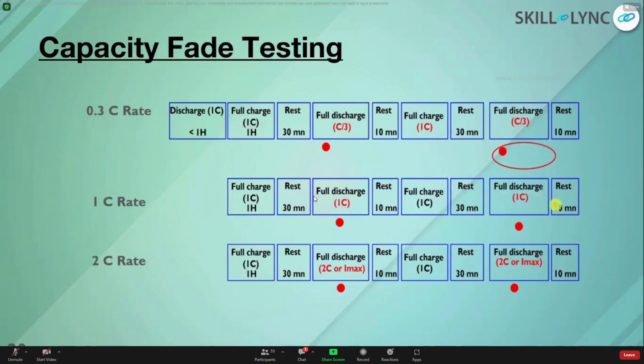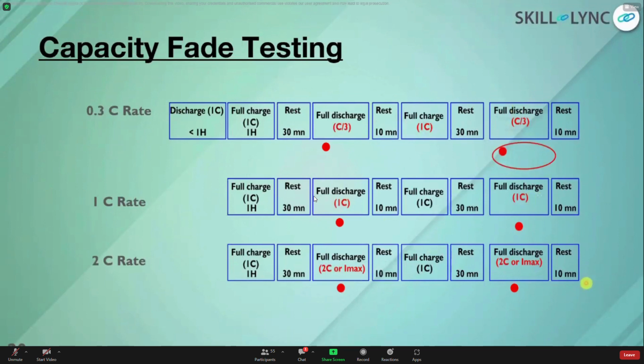And once the 10-minute rest is done, we fully charge with 1C and rest the battery pack for 30 minutes. We fully discharge with 2C this time, and we fully charge again after resting for 10 minutes with 1C. Once it is fully charged, we rest it for 30 minutes. Once the rest is done, we fully discharge with 2C again, and finally rest it for 10 minutes. So we have complete data with the initial capacity of the battery pack, and finally the capacity after the 2C rate.